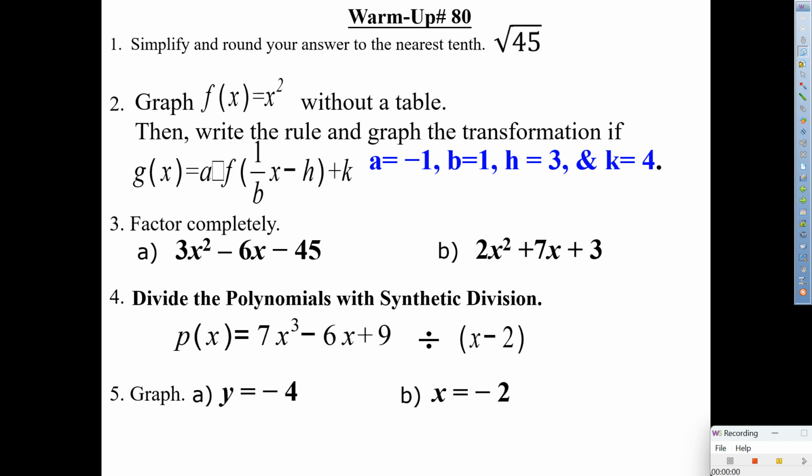Warm-up 85 is on the screen. That shouldn't take you long. I'll give you guys some time for that. Also, we are moving on, so you need to get a Cornell note ready. You do need a Frayer model, so please do not lose a lot of time. Don't space out and focus. All right, I'll give you some time for that, and go.